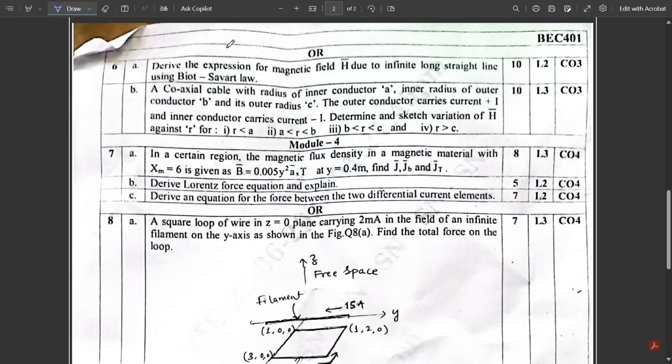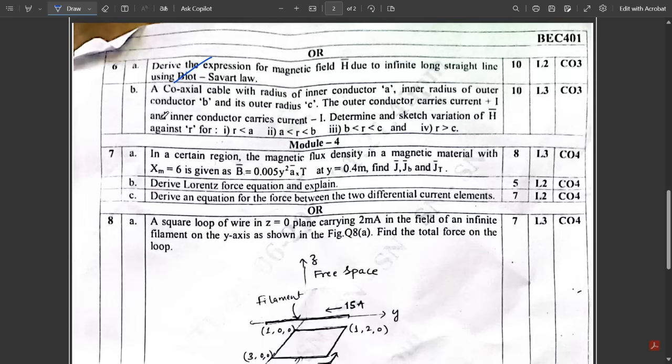Next, 6a, derive the expression for magnetic field due to an infinite long straight line using Biot-Savart's law. So this also I've covered. In my conceptual videos, this concept I've already covered. 6b. So this problem was a bit difficult. I know that most of the people have failed to solve this problem because it was a bit difficult. They have given a coaxial cable with radius of inner conductor a, inner radius of outer conductor b, and its outer radius c. The outer conductor carries plus I and the inner conductor carries minus I.